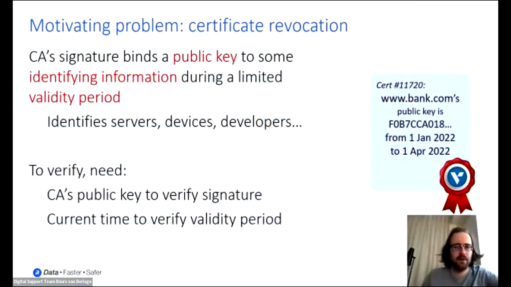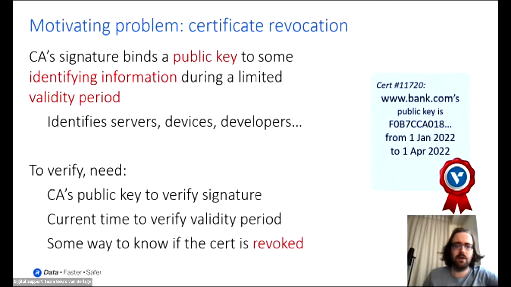So the motivating problem for this talk is certificate revocation. We all know what a certificate is. This is a document that binds some party's identifying information to their public key for a limited validity period, and it's all signed by a trusted third party called a certificate authority. To verify one of these, you need to know the CA's public key, you need to know what time it is, but also you need to know whether the cert has been revoked, which could happen for each cert at any time.